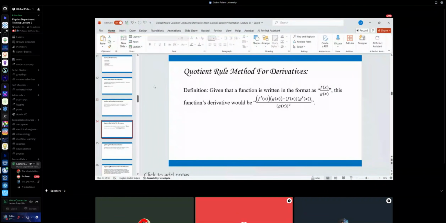Similar to the quotient rule. With quotient, you can maybe familiarize with how I said multiplication; this is something with division. So given in a format that is not multiplication but division, like a rational function, the derivative would be a similar thing in the numerator, but instead of plus we have minus, and then at the bottom we have the normal g of x squared.